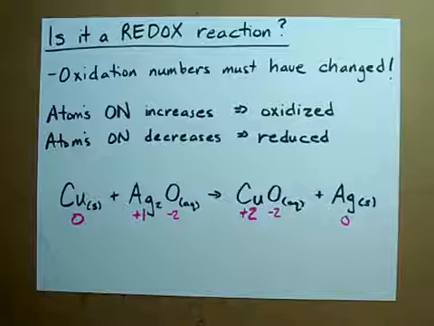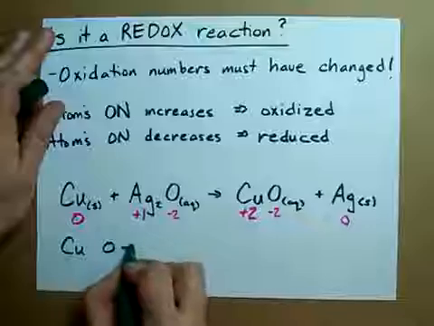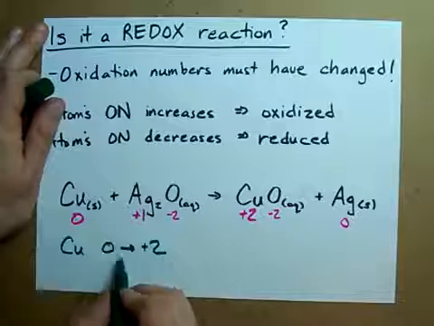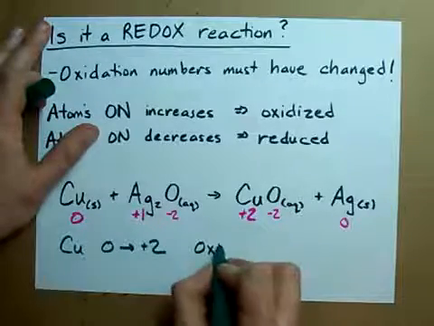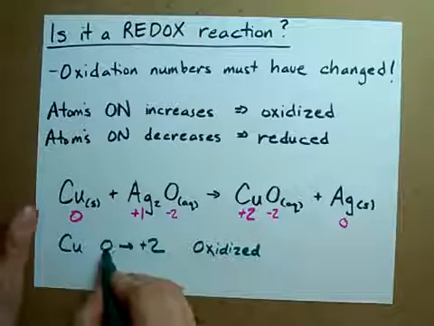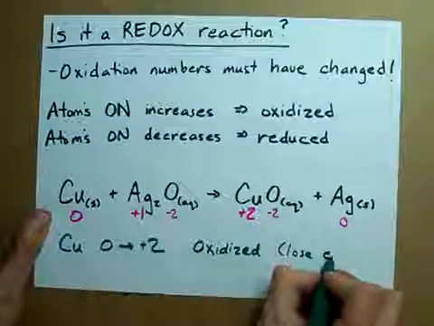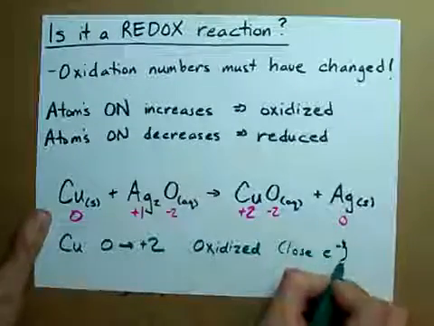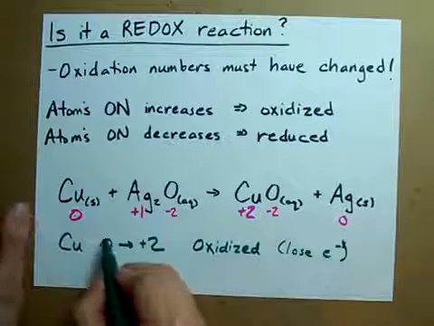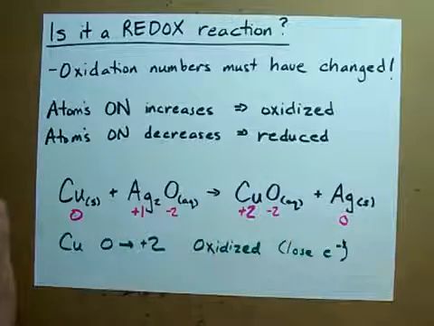Check out what happened here. We have copper, whose oxidation number went from 0 to +2. Its oxidation number increased and it was oxidized. One thing I want to point out is that for the oxidation number to rise, it has to lose electrons. Oxidation is a loss of electrons, and so as you lose negative charges, your charge increases.